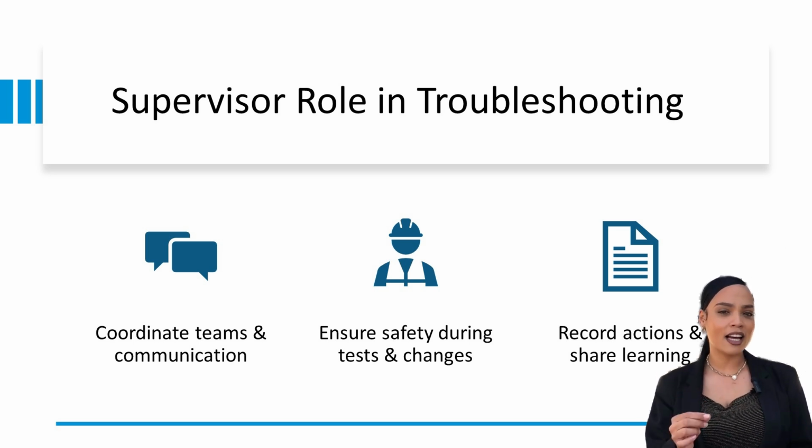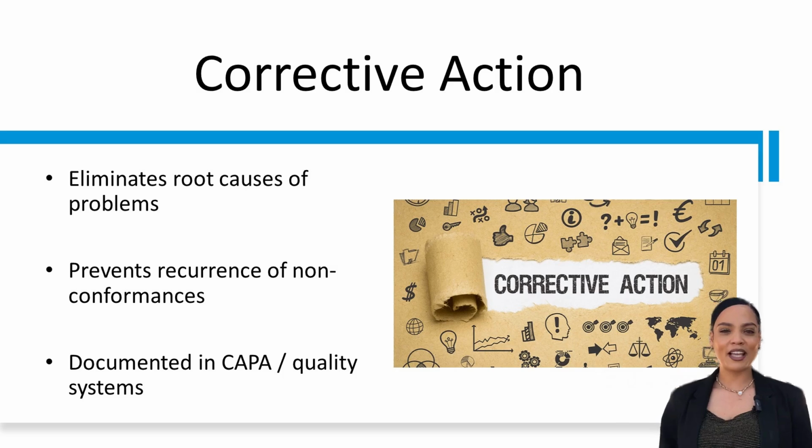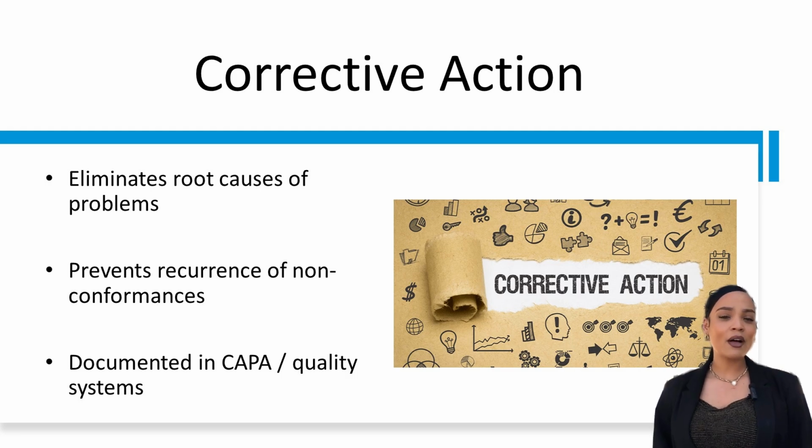Once we identify and fix the problem, we must formalize corrective action and then go one step further to preventive action. Corrective action is the structured response we put in place after identifying a root cause. It is not just fixing it once. It is changing the system to prevent recurrence of the same non-conformance.